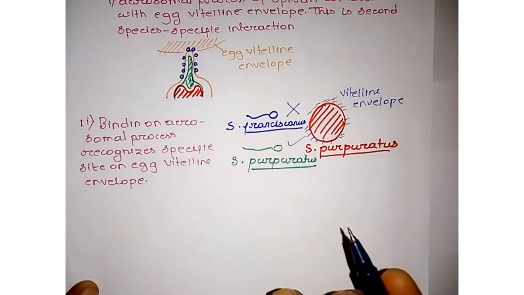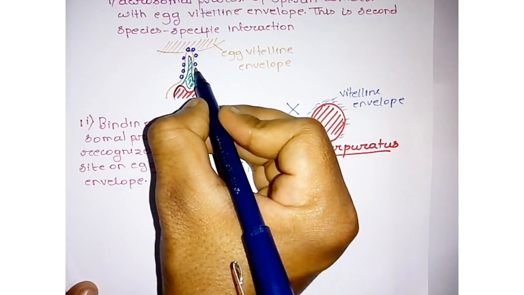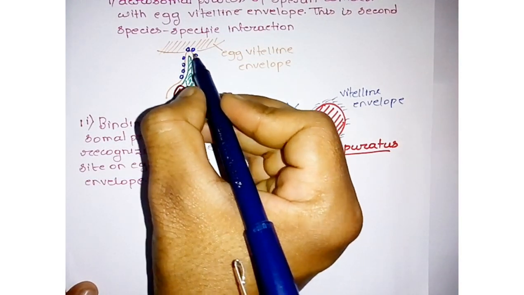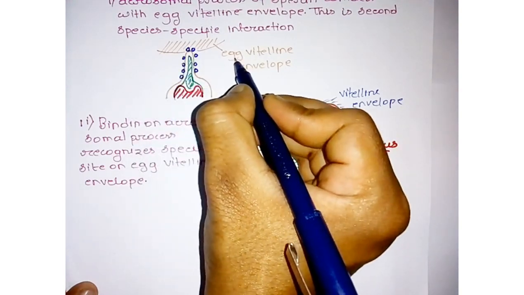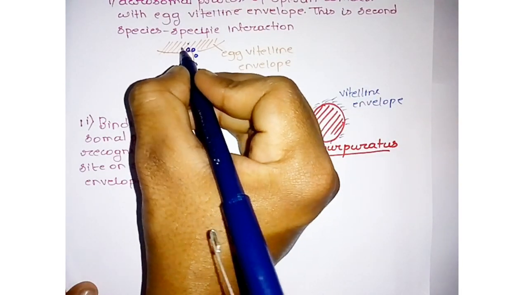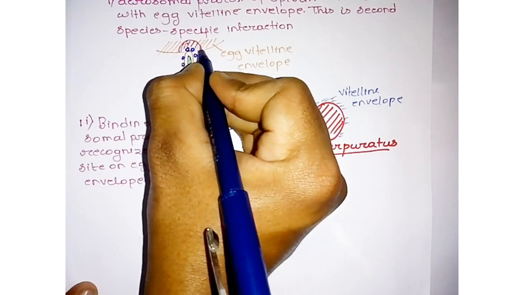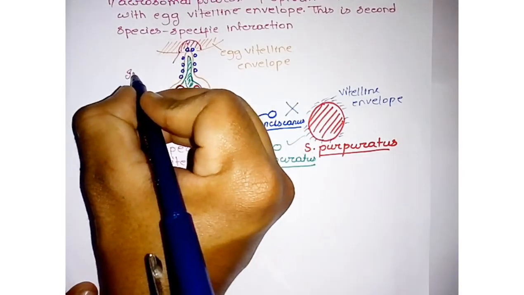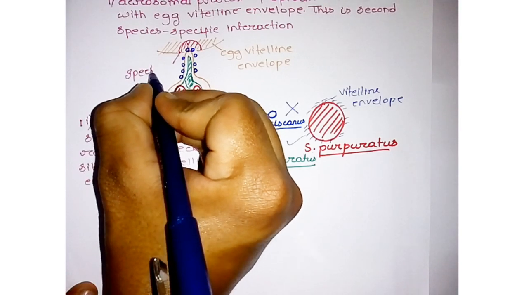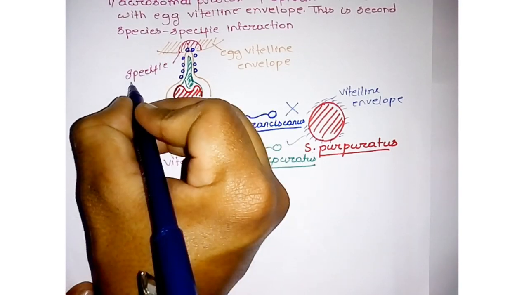It recognizes a specific site. This binding binds with the egg vitelline envelope on a specific site. So suppose this is the specific site.